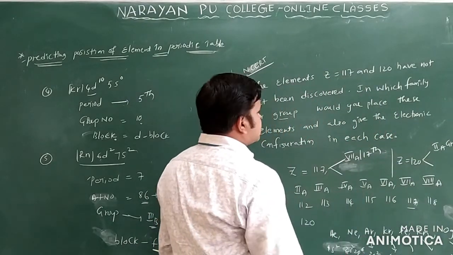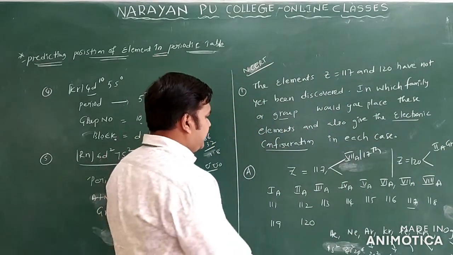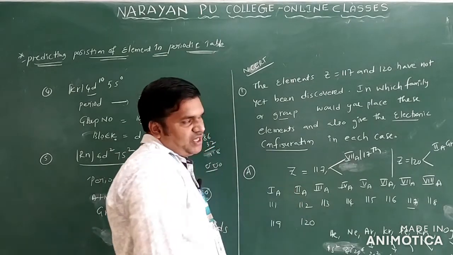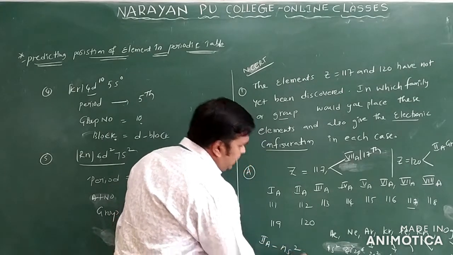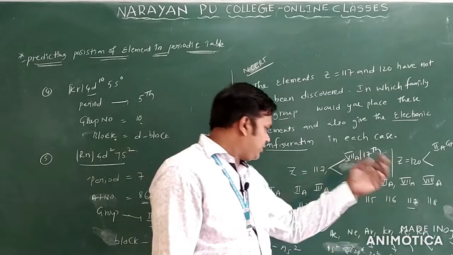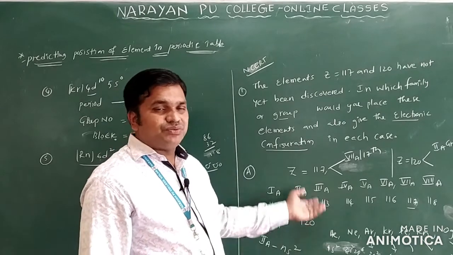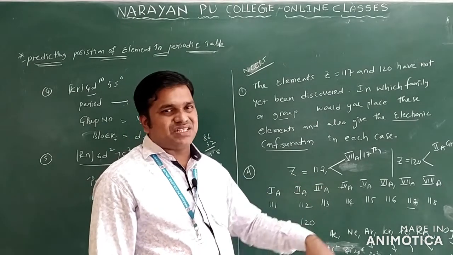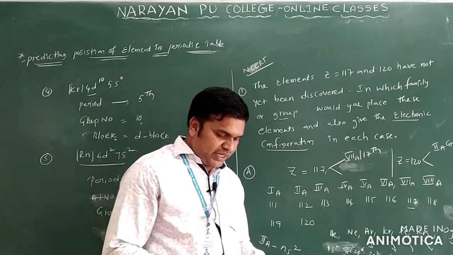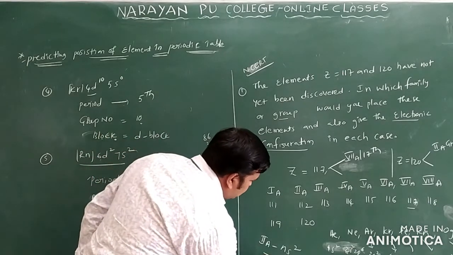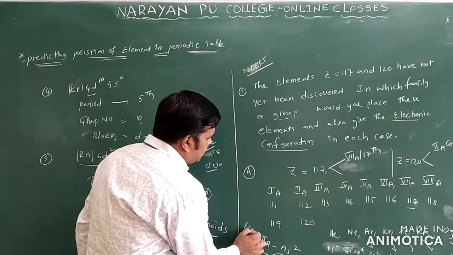One more thing they are asking: to write the electronic configuration in each case. Generally, what is the configuration of a second A group element? The general electronic configuration of the second A group is ns2. Going up to 118: 1s2, 2s2, 3s2, 4s2, 5s2, 6s2, 7s2, and finally we get 8s2. So 8s2 is the configuration for atomic number 120.